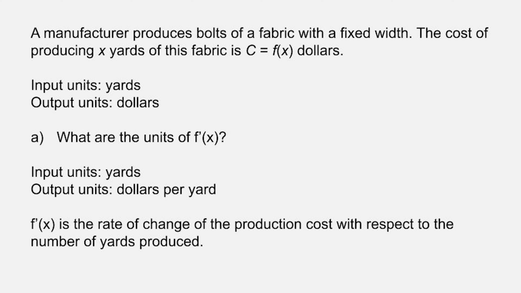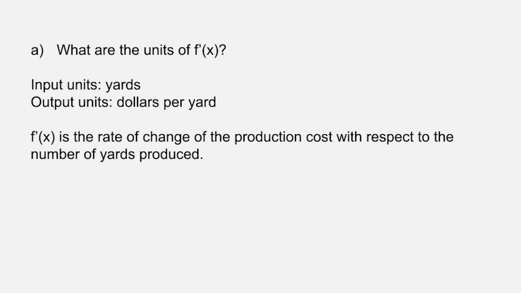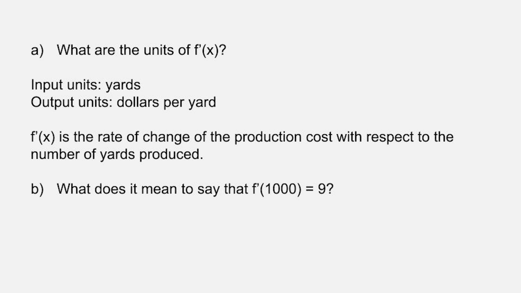So that followed roughly the same as the first example, but what if I want to get more specific? Let's move part A up to the top so I can make room to ask another question, which is, what would it mean if I said that f prime of 1,000 was equal to 9? Now we've already talked about the units, and so we know that 1,000 is 1,000 yards. So this is after 1,000 yards of fabric have been produced, and the output, the 9, is dollars per yard.